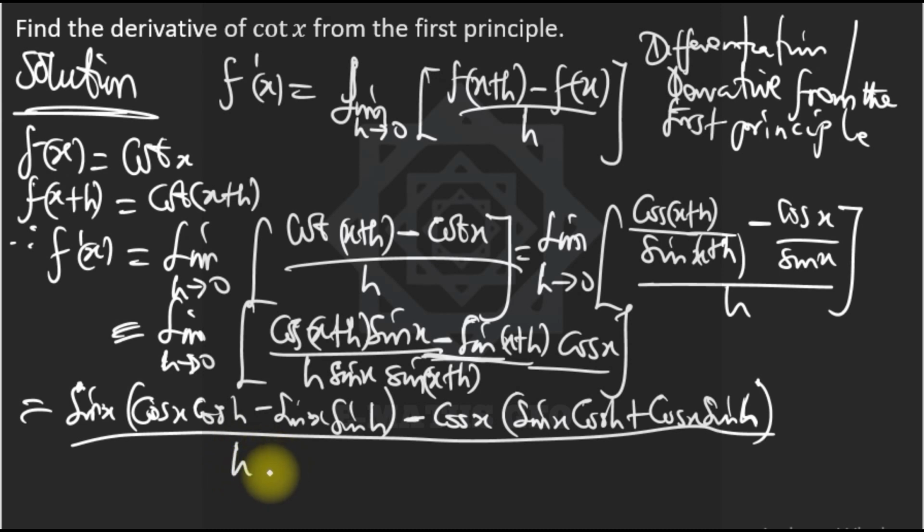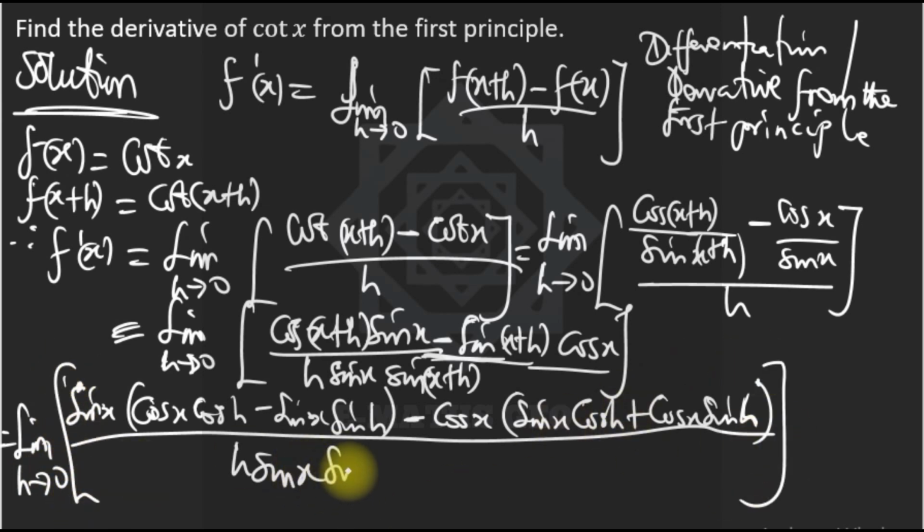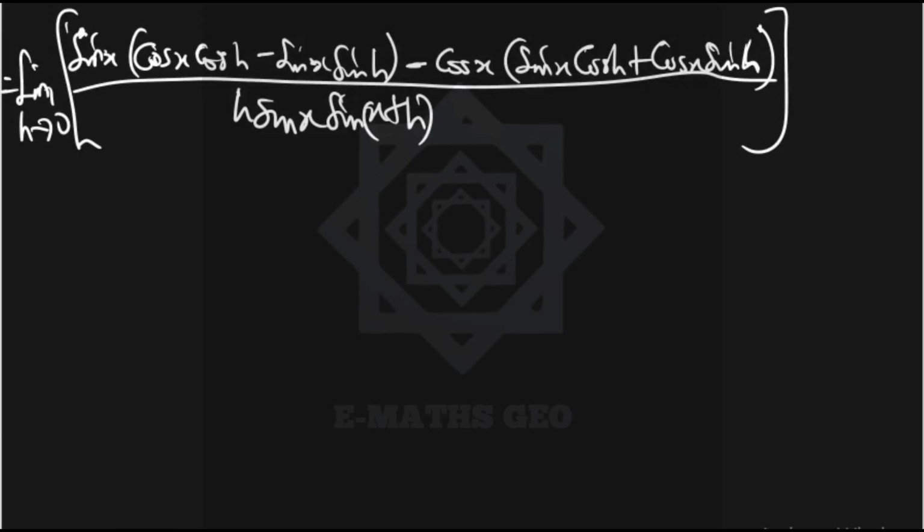So over h sine x sine(x plus h), remember this limit, so this is the limit of h tends to 0 of everything. If you open up this bracket, you see that this, okay, let's just open. So fine, we're still on it. That's the f prime x.